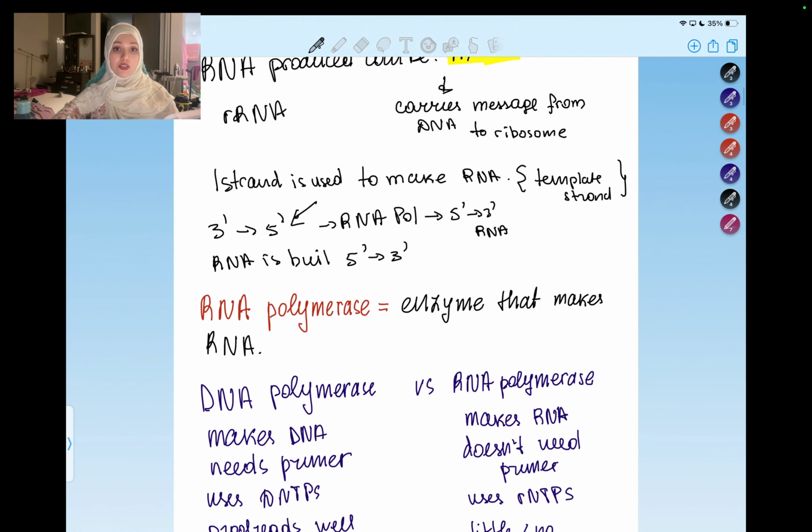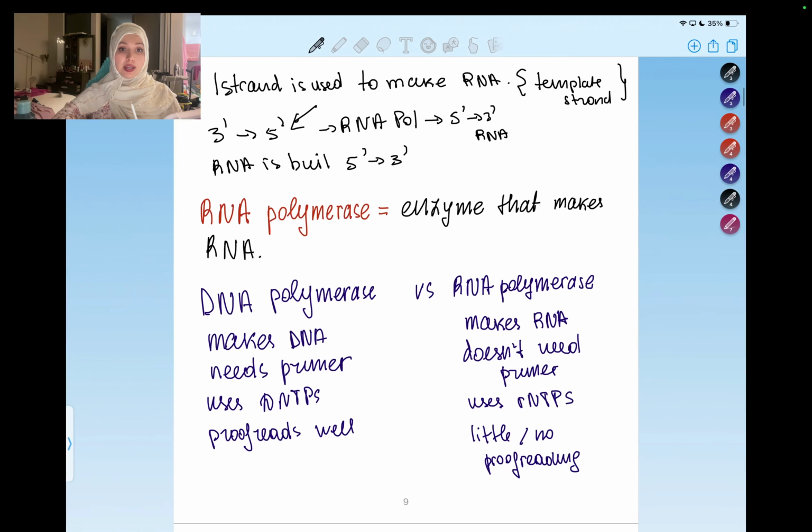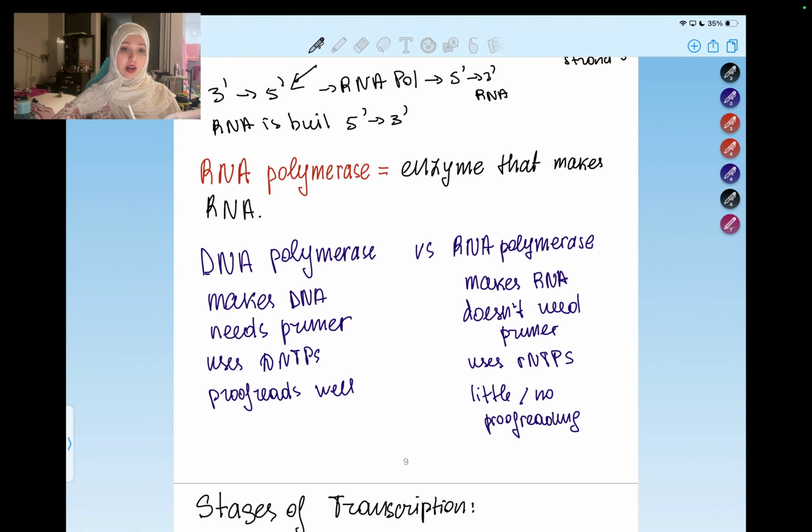So one strand is used to make RNA, and that is the template strand. We make RNA with the help of the template strand, which is usually 3 to 5, and RNA polymerase turns it into 5 to 3. So RNA is being built from 5 to 3. And we have an enzyme here, RNA polymerase.